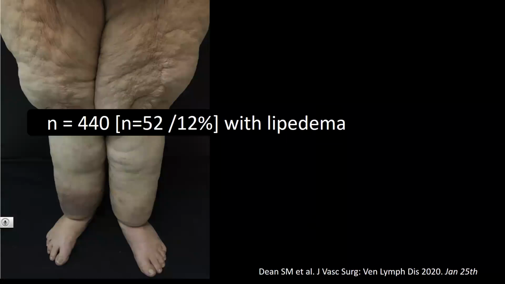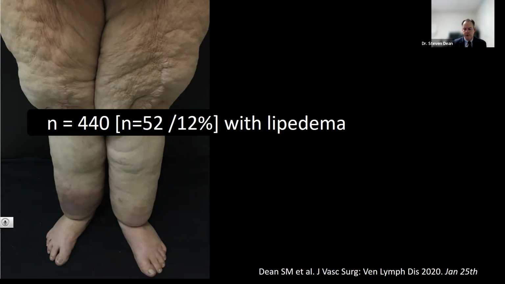Now, it's interesting if you look in the literature and try to find information on this association of chronic venous insufficiency and lipedema, there's practically nothing out there. I can think of 3 articles that have referenced it. And one of the articles was actually data from my institution.